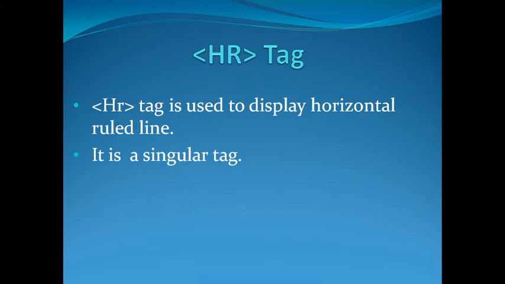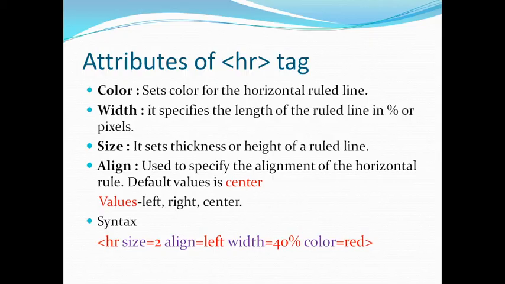Next, the hr tag. What is the HR tag? The HR tag is used to display a horizontal rule line. It's a singular tag, means no closing effect. It's a singular tag. Here are the attributes of the HR tag. First attribute is color. It sets the color of the horizontal rule.